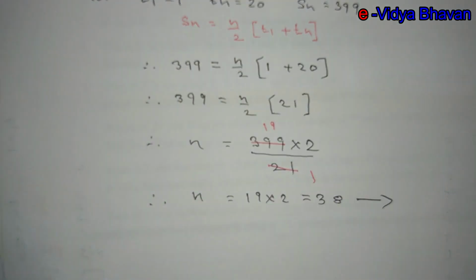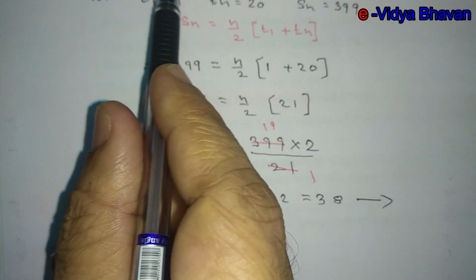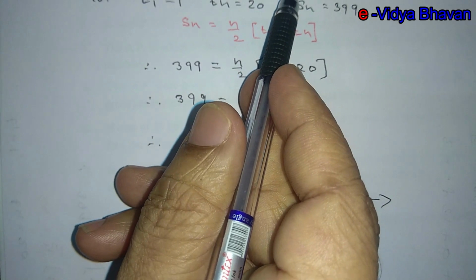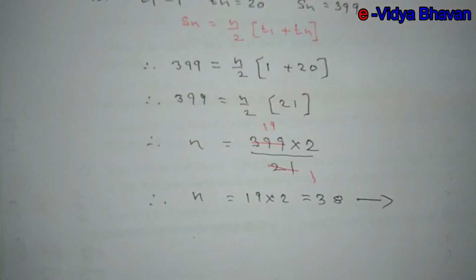Out of these 4, A is 42, B is 38, C is 21, and D is 19. Our answer is 38. The option is B.